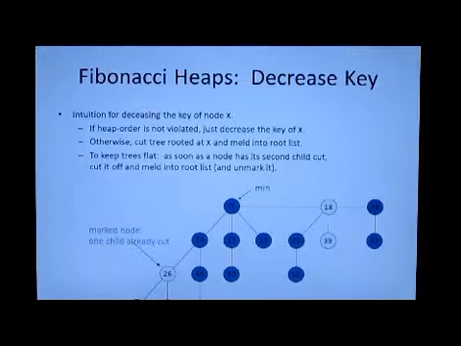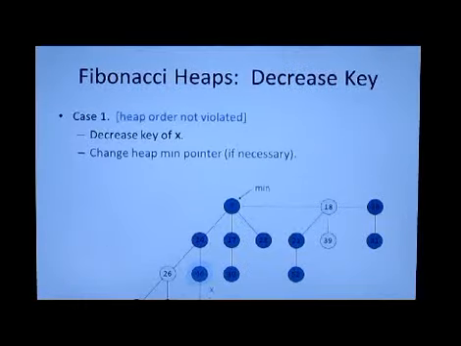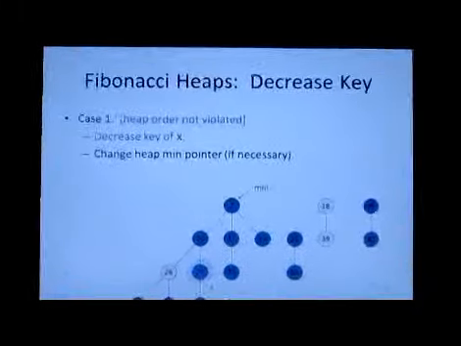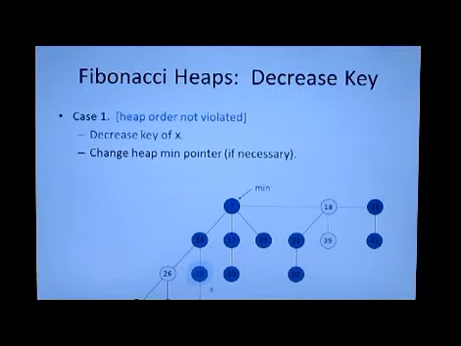For example, in here, at first, if heap order is not violated, just decrease the key of X. We mark node 26 because one child was already cut. For example, we want to decrease the key of X. Change the heap minimum pointer if necessary. In case 1, heap order is not violated. Decrease the key of X.